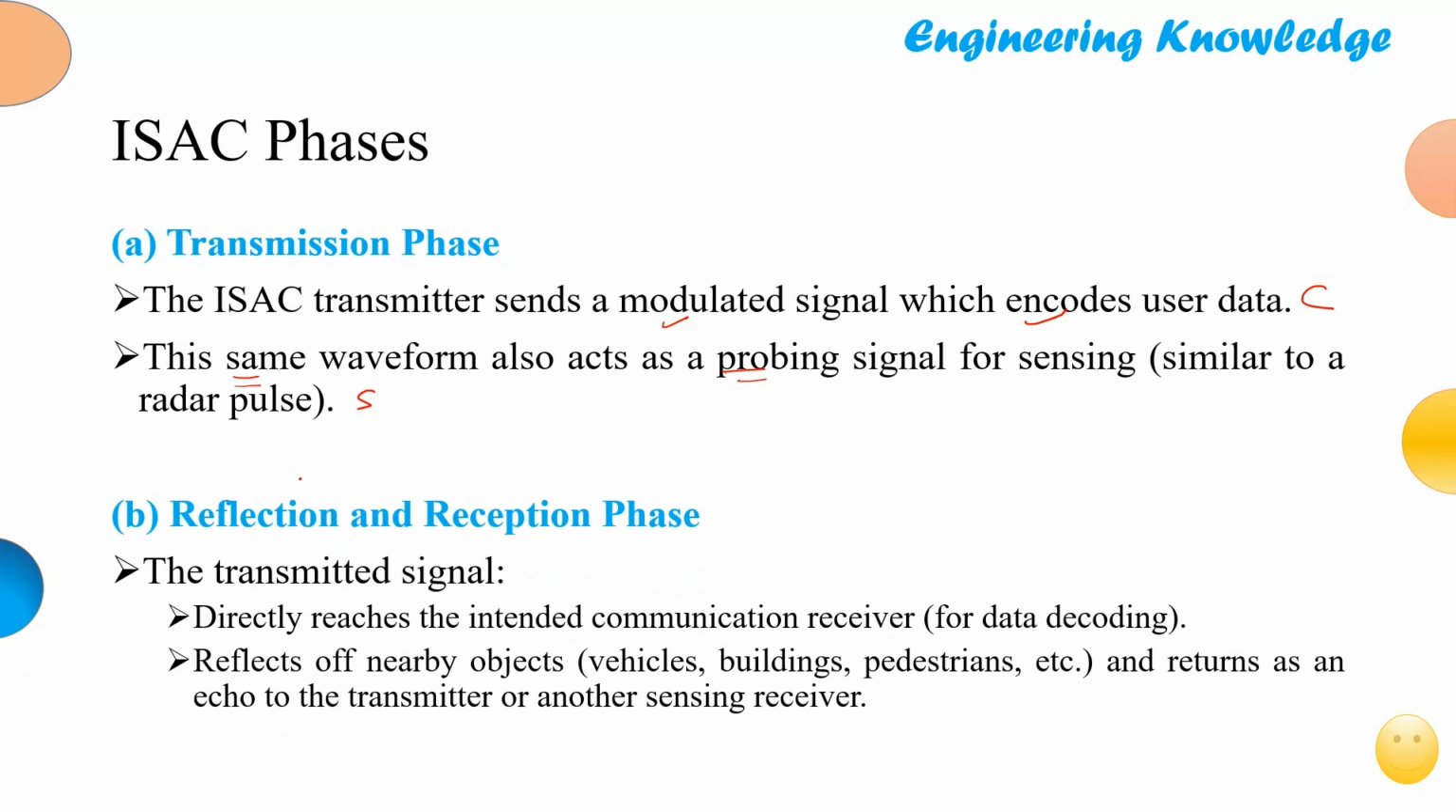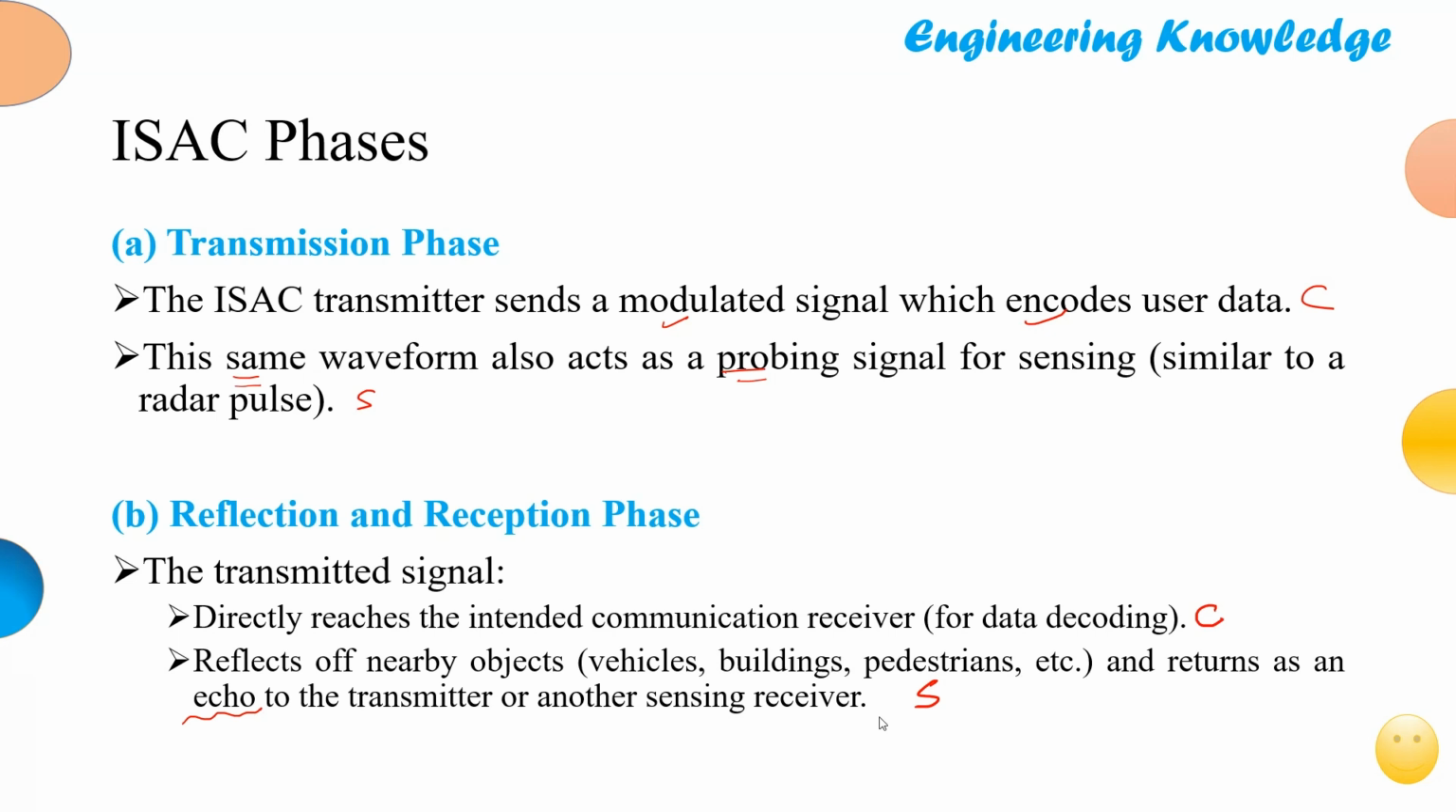The transmitted signal is directly attended by the receiver, and the data decoding and demodulation are done, and the information is conveyed to the mobile receiver. So this is the communication part of it. But at the same time, the signal also gets reflected off by nearby objects like vehicles, buildings, and pedestrians who are moving there, and that returns an echo to the transmitter, and this performs the sensing part of it.